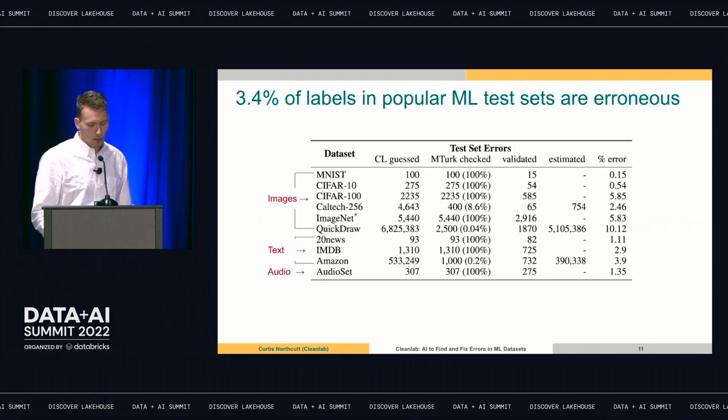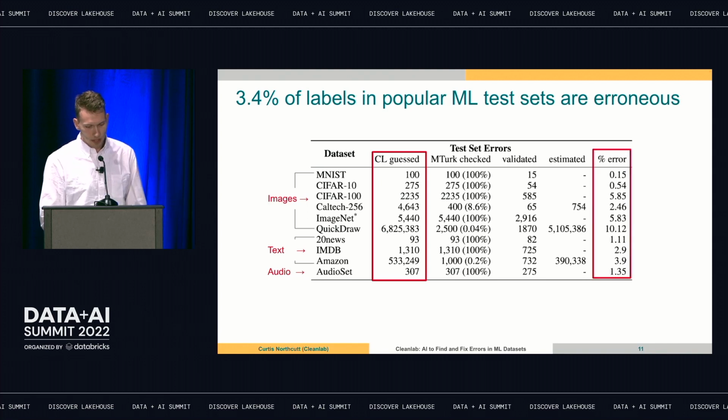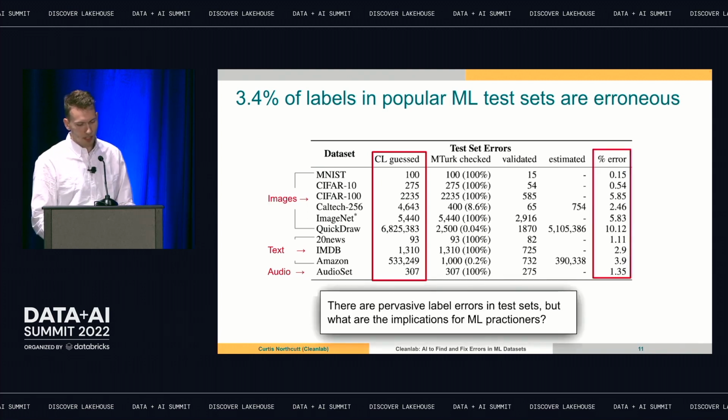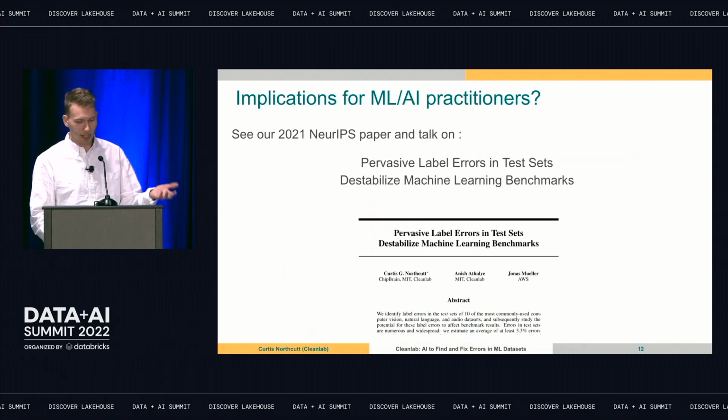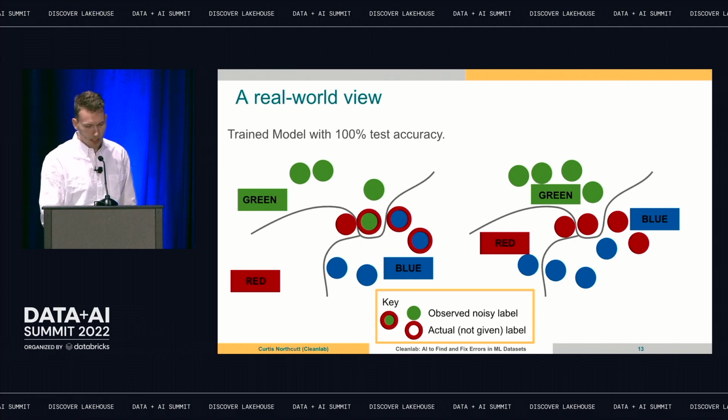OK, so we use this formulation, and then we found all of the errors across all those data sets. And you can check this out in the paper. And I'll just move ahead. But I want to chat about what's the implication. So why does this matter to you if you're working in ML? And this is the title of the paper if you want to look more into this. But this is just showing an idea.